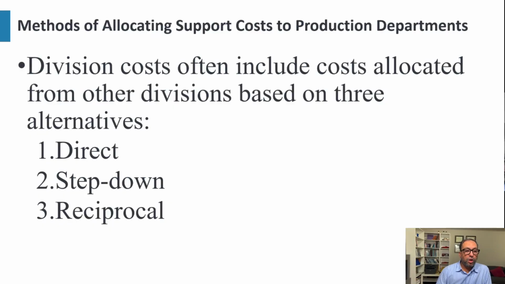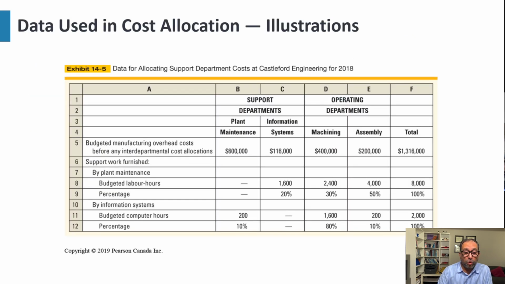So let's start. Division costs often include cost allocated from other divisions based on three alternatives: as is mentioned, direct method, step down method, or reciprocal method. Now, in order to understand this whole idea, there is an example, and we're going to focus on these examples to understand all three methods. So I'm going to make it bigger.